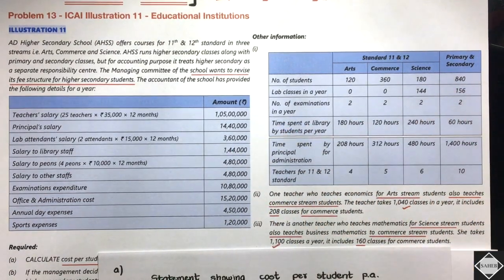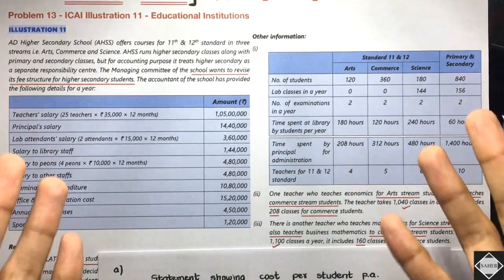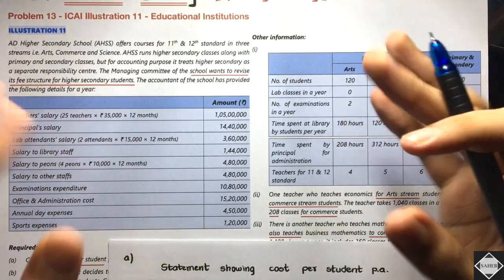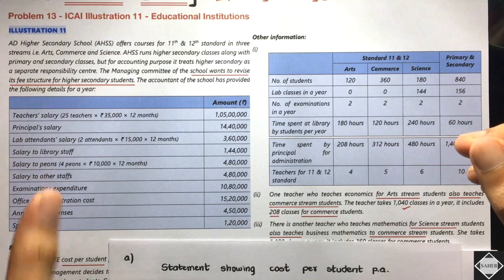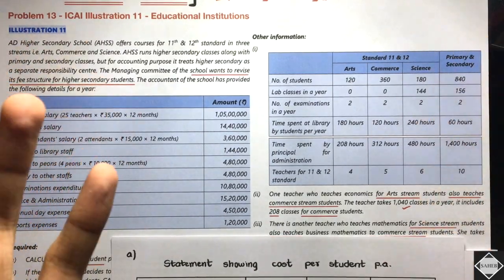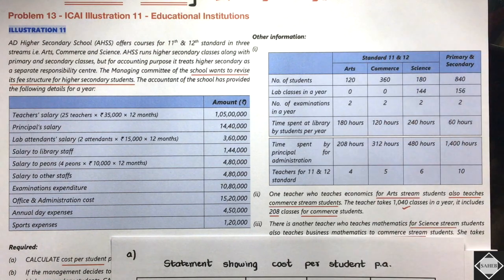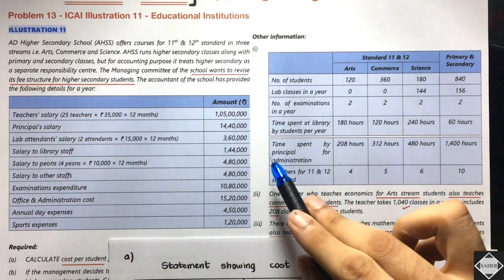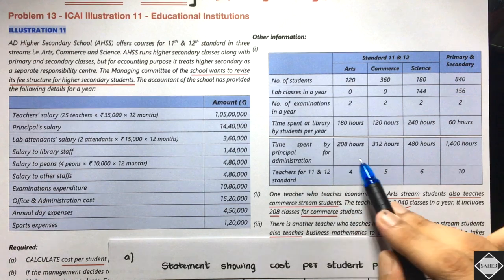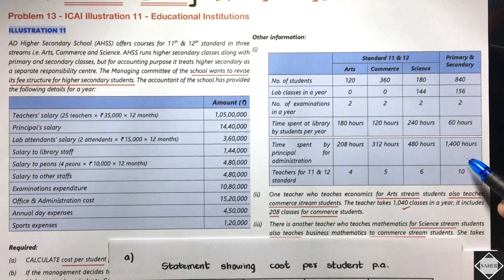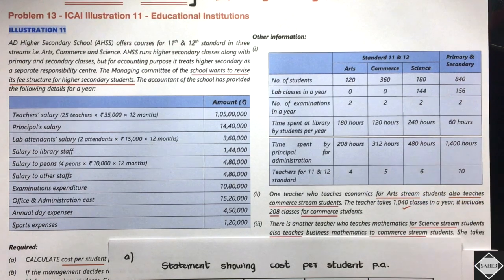Now understand, in this industry there will be a general ratio. If there is nothing regarding that, no information regarding that expenditure, then you will use the general ratio, which is what? Number of students. Okay, but here regarding principal, they have said something. See, time spent by principal for administration, 208 hours, 312 hours, here 480 hours, 1400 hours. So this ratio you will use.